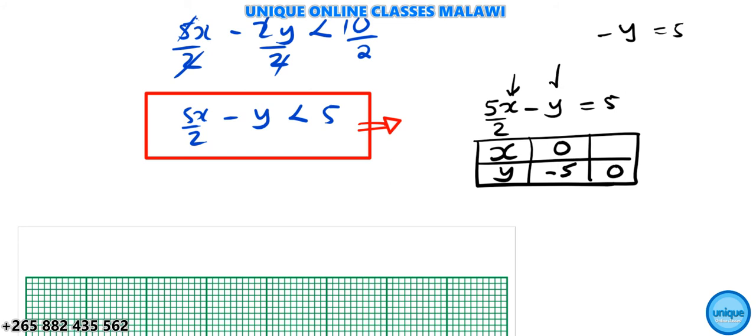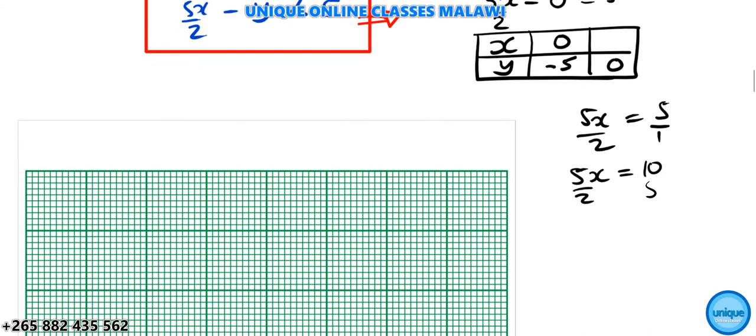Substituting 0 here, we have 5x over 2 minus 0, so 5x over 2 is equal to 5. After cross multiplication, 5x is equal to 10. Dividing both sides by 5, x is equal to 2. So we have the table of values of this equation.